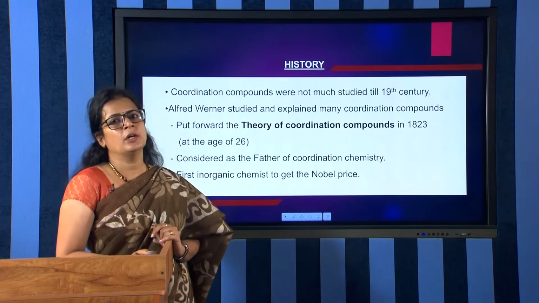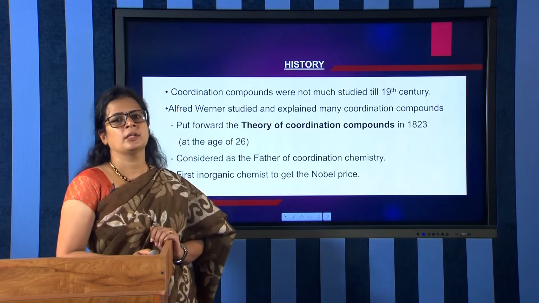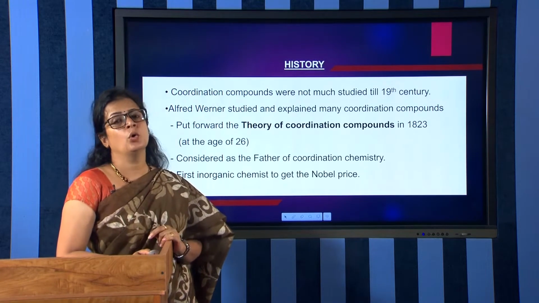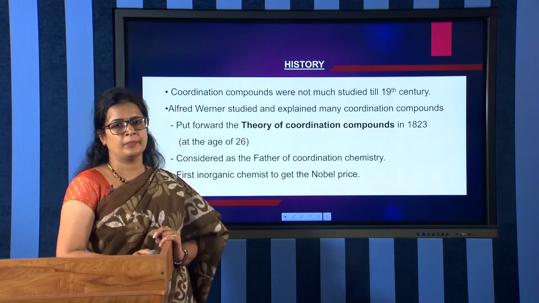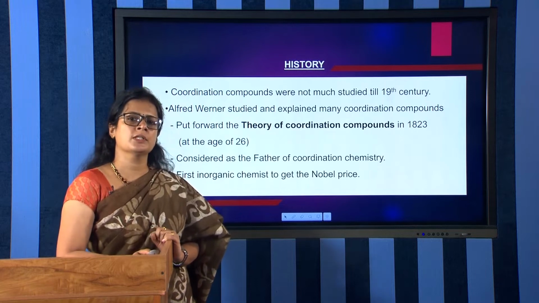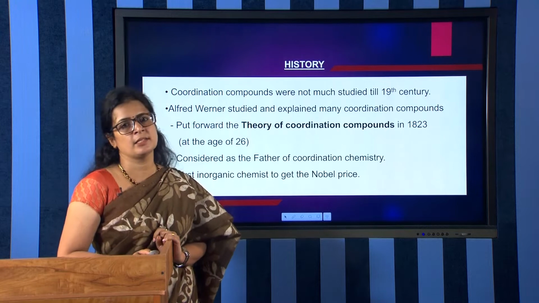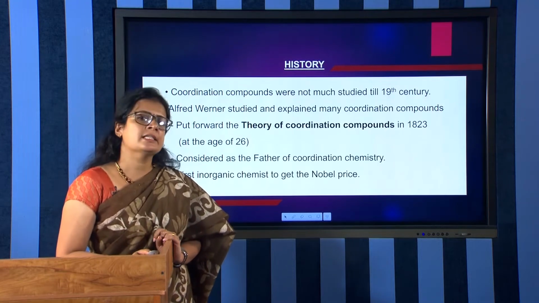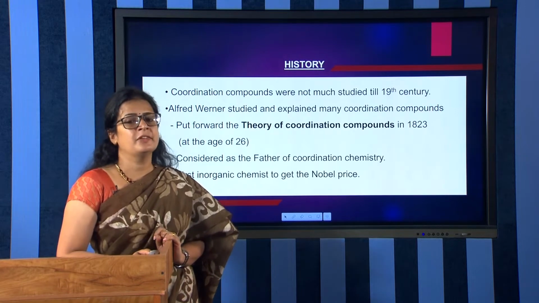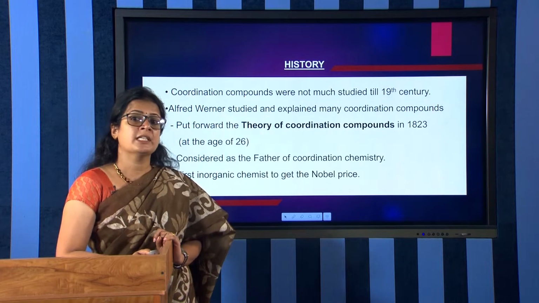And it was Alfred Werner who started studies on coordination compounds, and the compounds which he started with were chloroammine cobalt(III) complexes. Thus he put forward a famous theory of coordination compounds, and that was in 1893, at his age of 26. That is why he is considered the father of coordination chemistry. Also, he is the first inorganic chemist to get the Nobel Prize. It was in 1913.